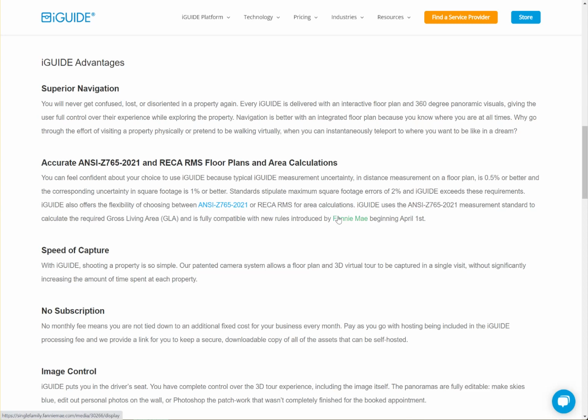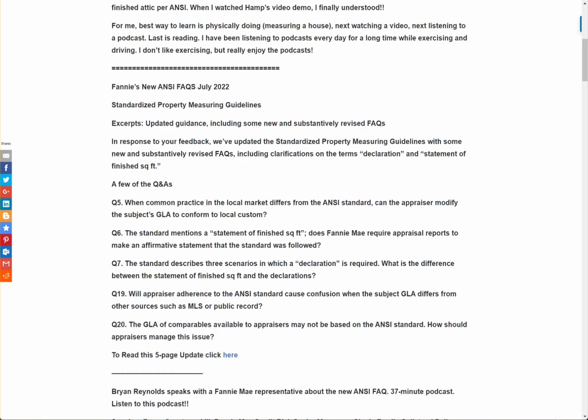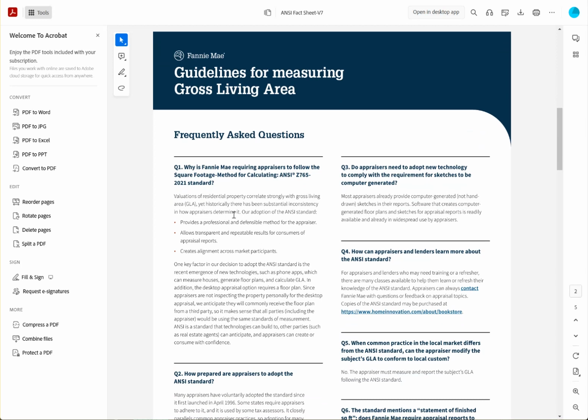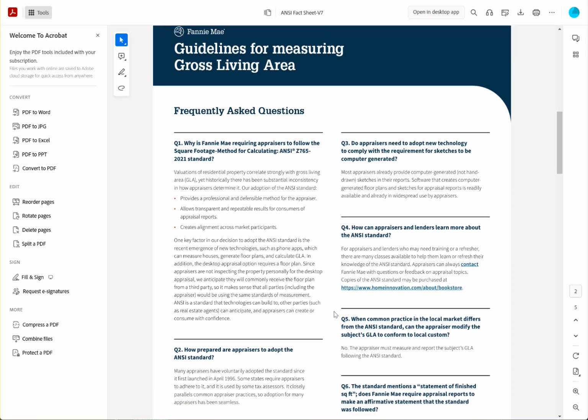We can go into their requirements in another video. Actually, we'll look right here. Why is Fannie Mae requiring appraisers to follow the square footage? Valuations of residential property correlate strongly with gross living area, or GLA. Yet historically, there has been a substantial inconsistency in how appraisers determine it. Our adoption of the ANSI standard provides a professional and defensible method for the appraiser. It allows transparent and repeatable results for consumers of appraisal reports, and it creates alignment across market participants.